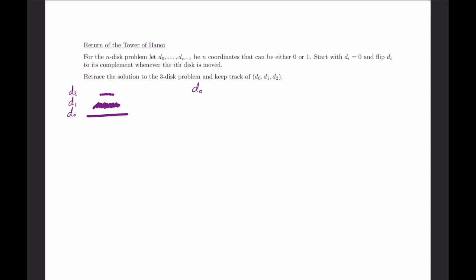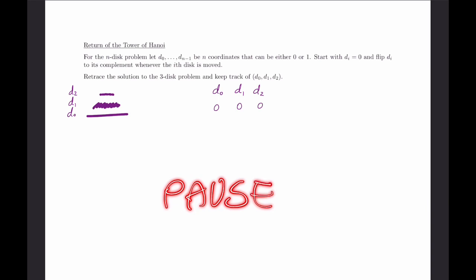Every time I move a disk, the digit that currently corresponds to it gets flipped. So everything starts with 0, 0, 0. And the moment I move a disk, for example, D2, whatever digit corresponds to it will get flipped to the opposite one. Okay, so because you've already seen the solution, I encourage you to pause the video, draw out the solution, and write out the strings that correspond to each single step of the solution.